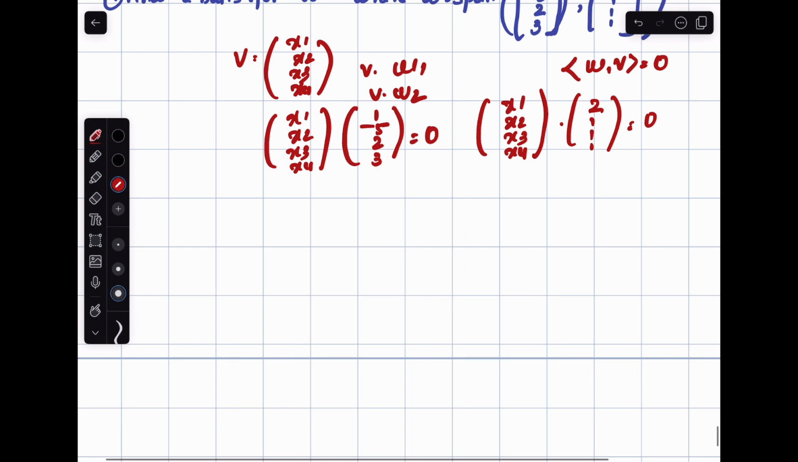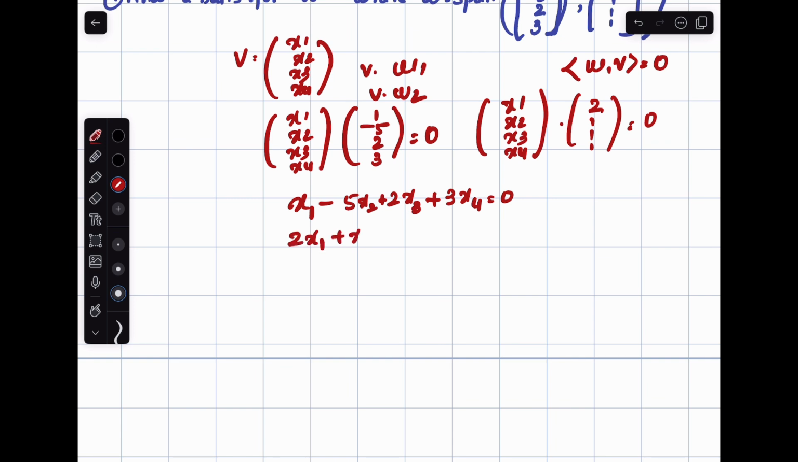Now I will write the equation directly instead of solving them, which is nothing but x1 minus 5 times x2 plus 2 times x3 plus 3 times x4 is equal to 0. Then similarly for the second vector, I am writing the same thing: x2 plus x3 plus x4 is equal to 0.